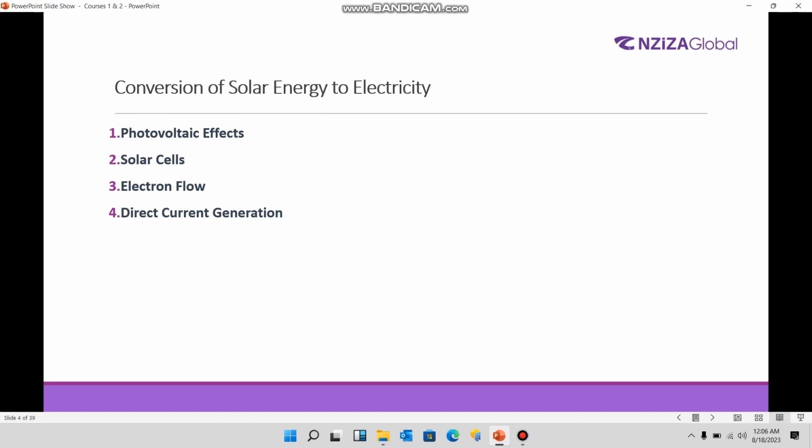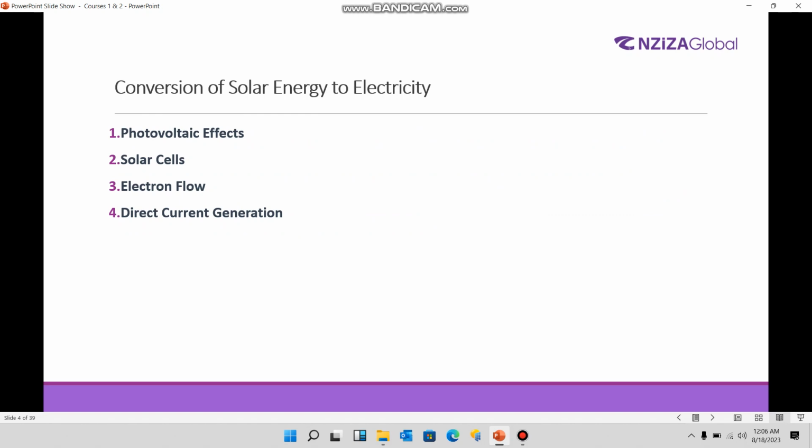Second, we have the solar cell. The solar panel consists of multiple interconnected solar cells. Each cell is made of layers of semiconductor material, normally silicon, with different electrical properties, such as either a p-type or n-type layer.